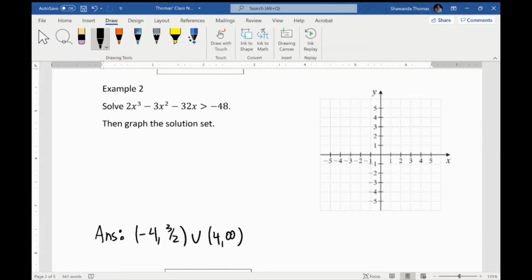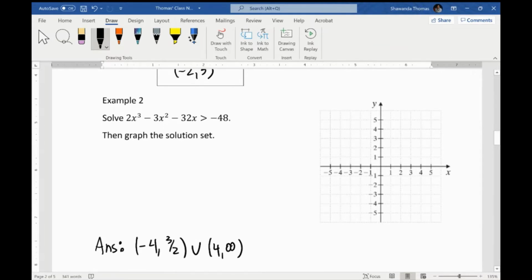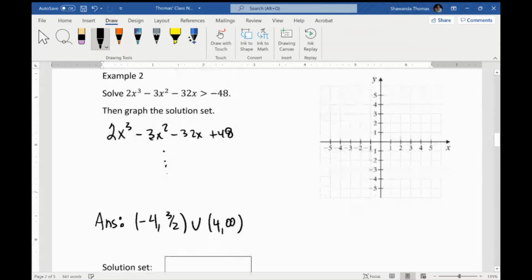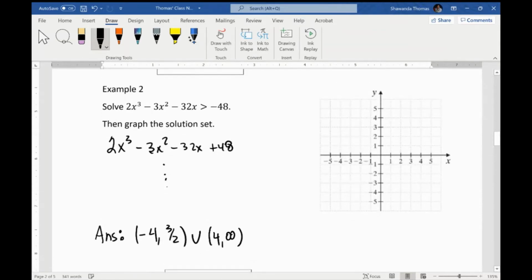So what can you tell me about if we had to graph 2x cubed minus 3x squared minus 32x plus 48? Taking what we wrote down here, what points can we plot? So look at what we wrote on Tuesday. What points can we plot for this particular graph?